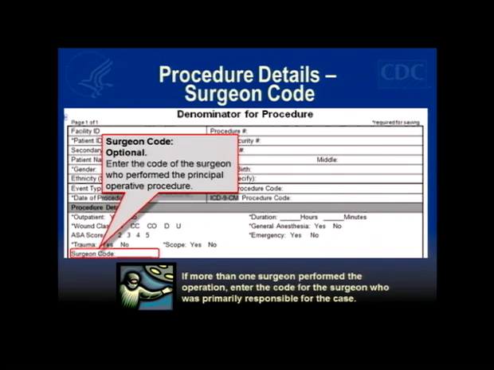And if you do have more than one surgeon performing the operation, then you'll want to enter the code for the surgeon who was primarily responsible for the case. And if you have teams of surgeons that typically work together, you may want to make a team code and use that rather than an individual surgeon code. So those are some ways you can organize your surgeon data.